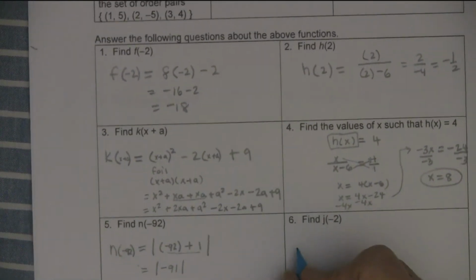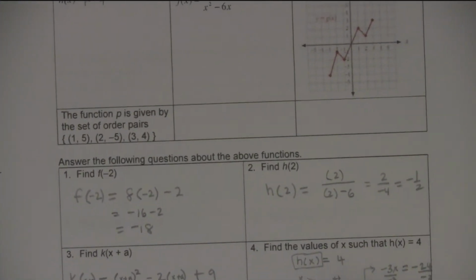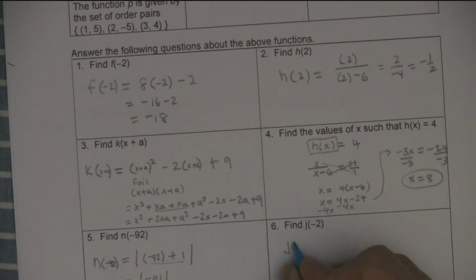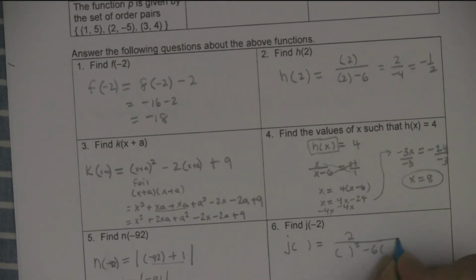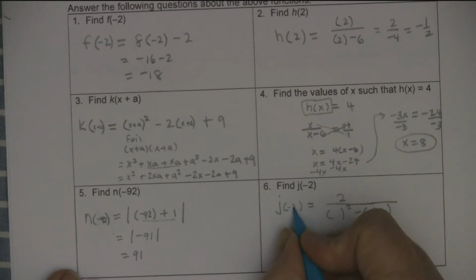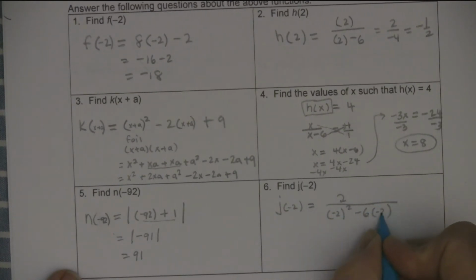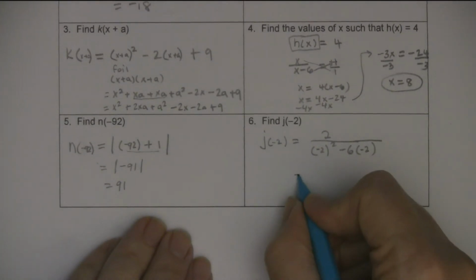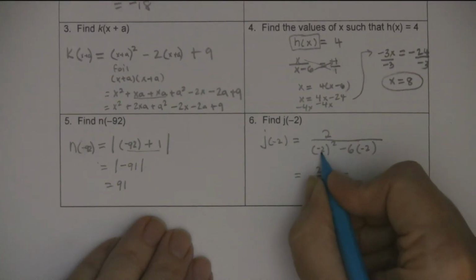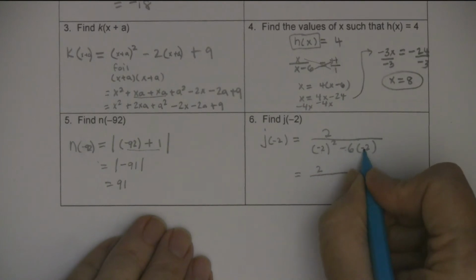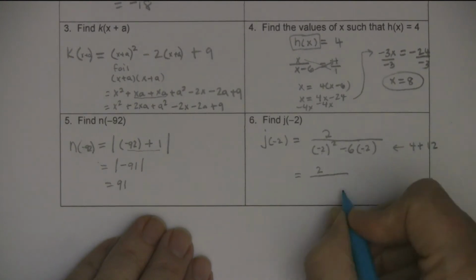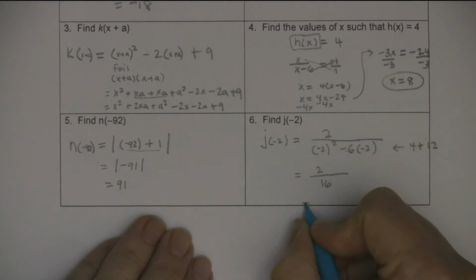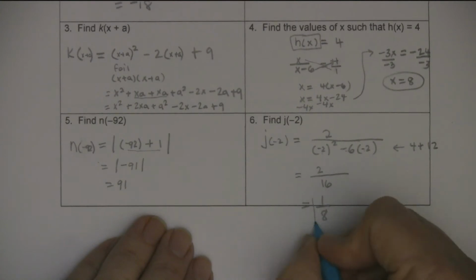And then j at -2, let's see what j says to do. J of the blank equals 2 over this squared minus 6 times this, and they're asking us to put in -2 here. When we do the arithmetic in the denominator, we get 4 plus 12, which is 16. So this is 1/8. 1/8 is our answer here.